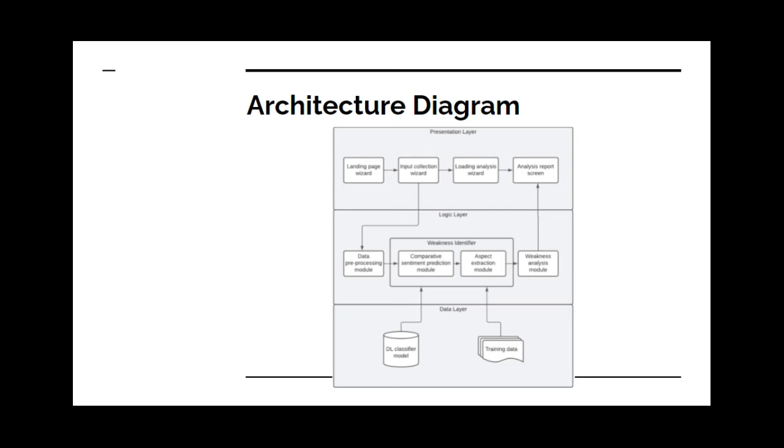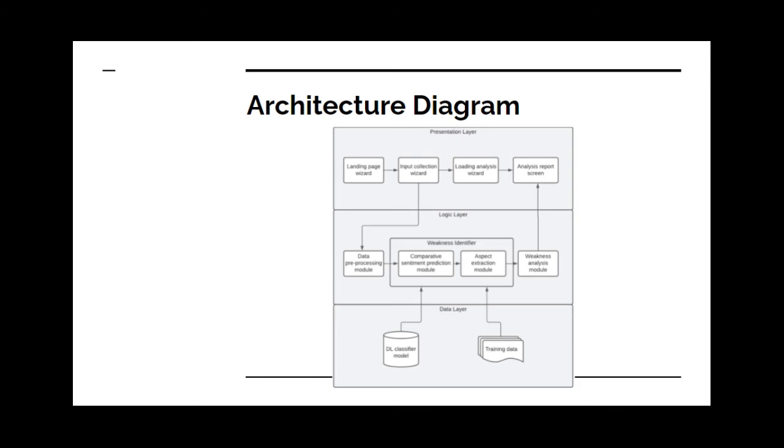There'll be four main views in the website. So in the second page, we'll be collecting the inputs, and then there will be a data processing module where the data will be cleaned. Then it'll pass into the weakness identifier, where first there'll be a comparative sentiment prediction happening. Then from that, it'll move into the aspect extraction module, where the aspects will be extracted, from which we will analyze the weaknesses and identify the weak features, and display them in the analysis report screen.